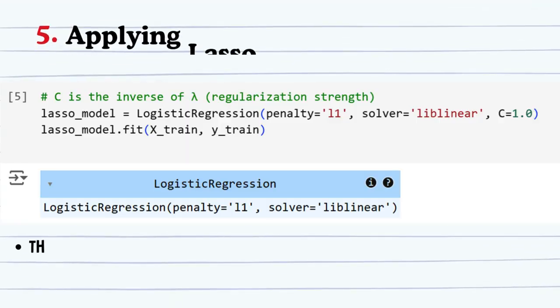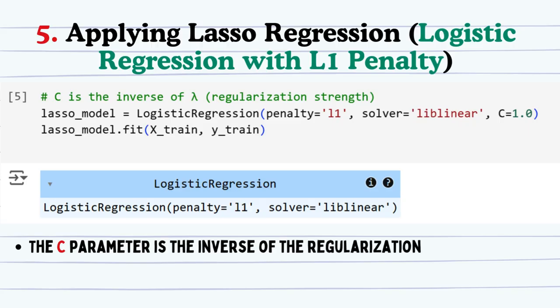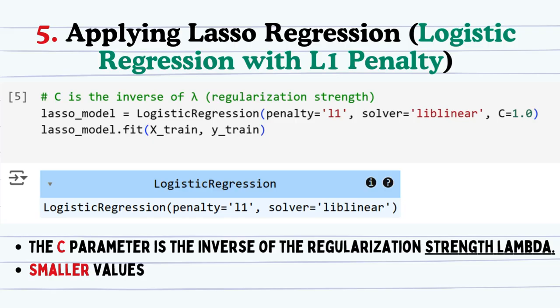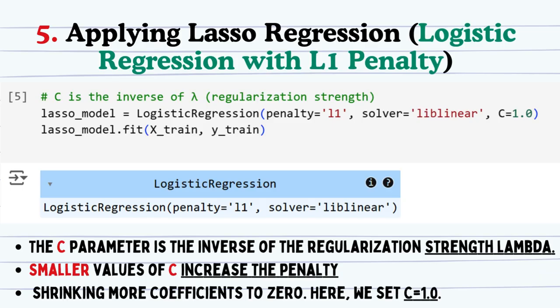Applying lasso regression, logistic regression with L1 penalty. We create a logistic regression model with an L1 penalty, using the penalty equals L1 argument. The C parameter is the inverse of the regularization strength lambda. Smaller values of C increase the penalty, shrinking more coefficients to 0. Here, we set C equals 1.0.